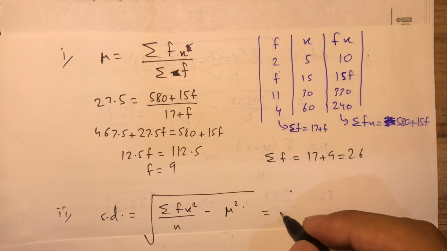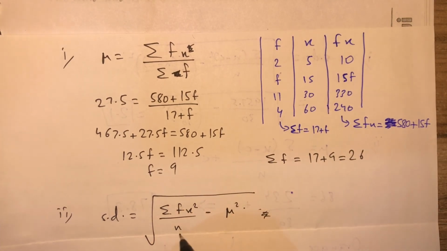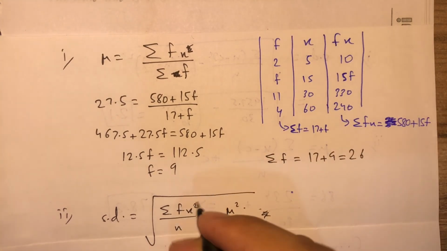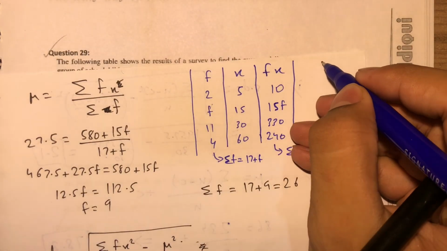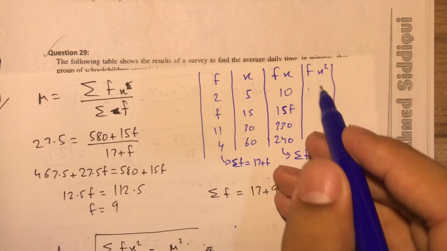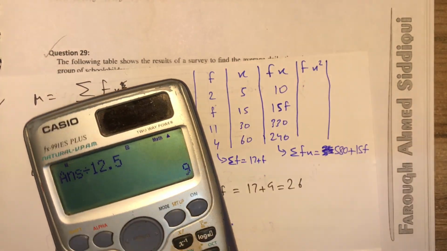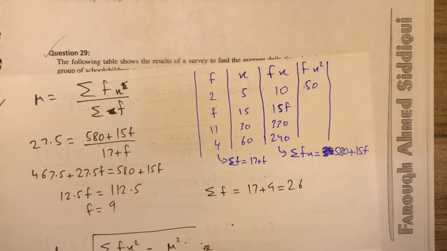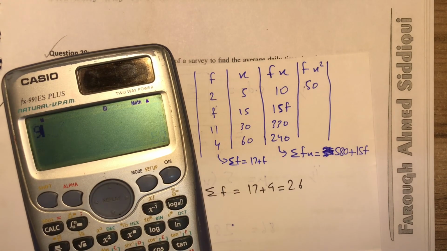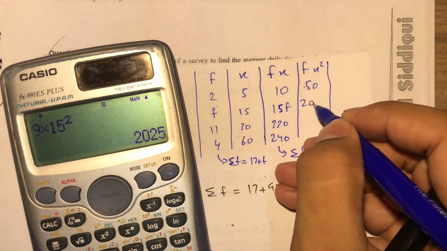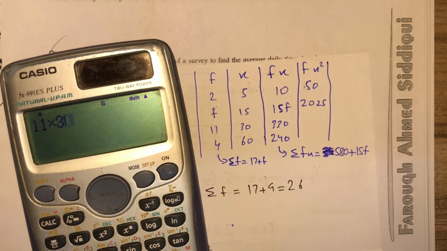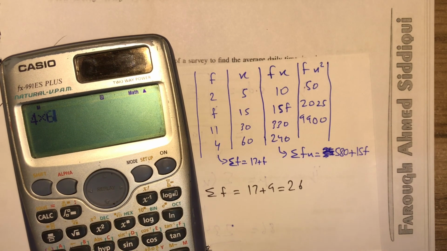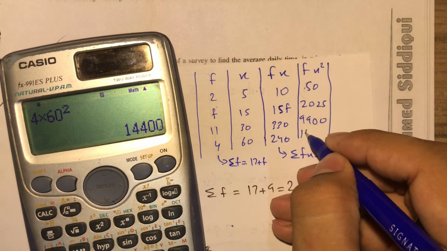So basically we have n, we have the mean, we have to find sigma fx squared, right? So I'll have to make a column for fx squared now. So fx squared means that f is multiplied by the square of x. So for the first one, 2 times 5 square, that is 50. F we know is 9, so 9 times 15 squared, this is 2025. Then 11 times 30 squared, this is 9900. Then 4 times 60 squared, this is 14400.